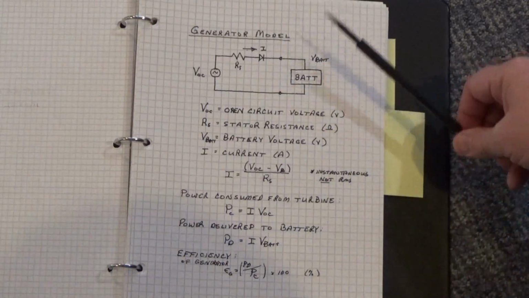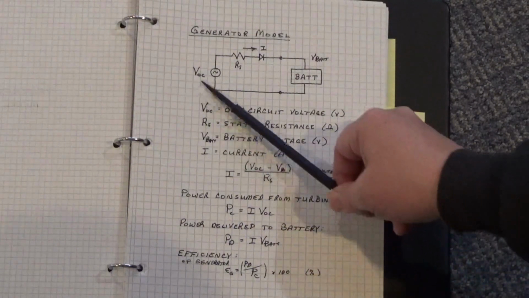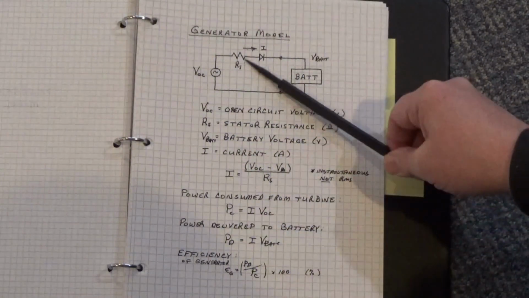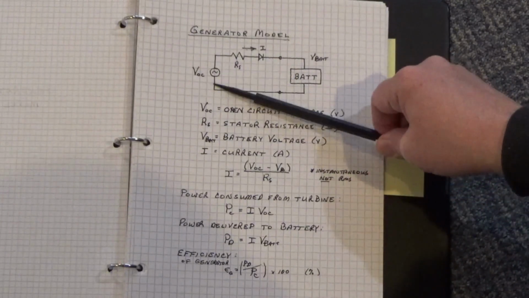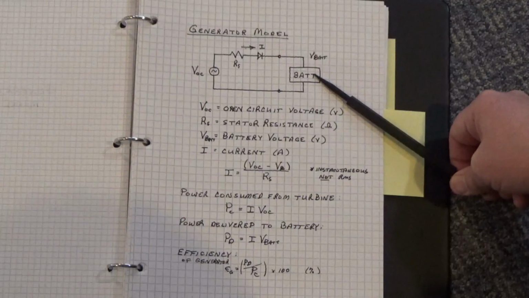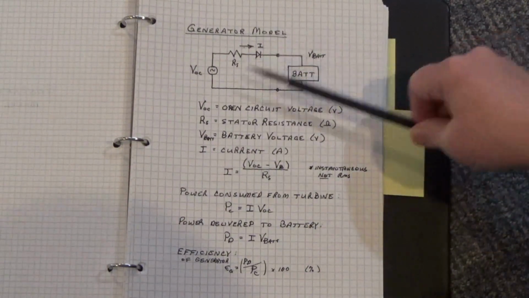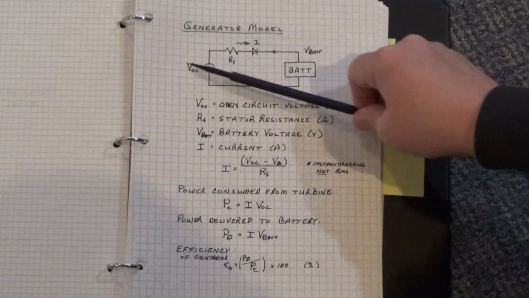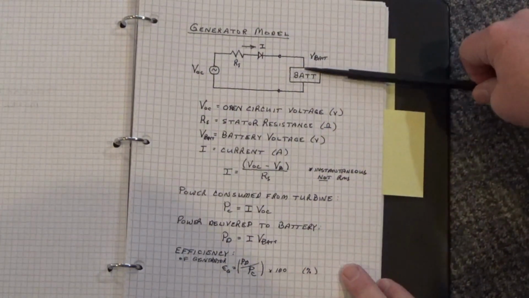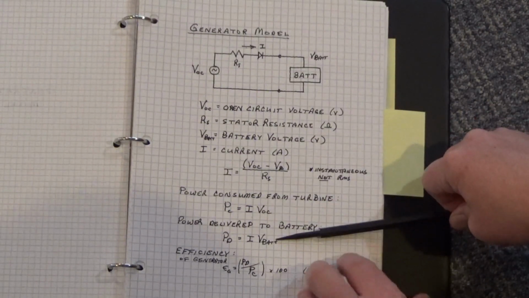Okay, if we want to talk about power, power consumed from the turbine, so there's shaft power going in here, and that's going to be this current times the open circuit voltage. And then there's power delivered to the battery, and that's going to be that current times the voltage of the battery. So we've got some shaft power coming in and electrical power going to the battery. And we just multiply it by the different voltages here.